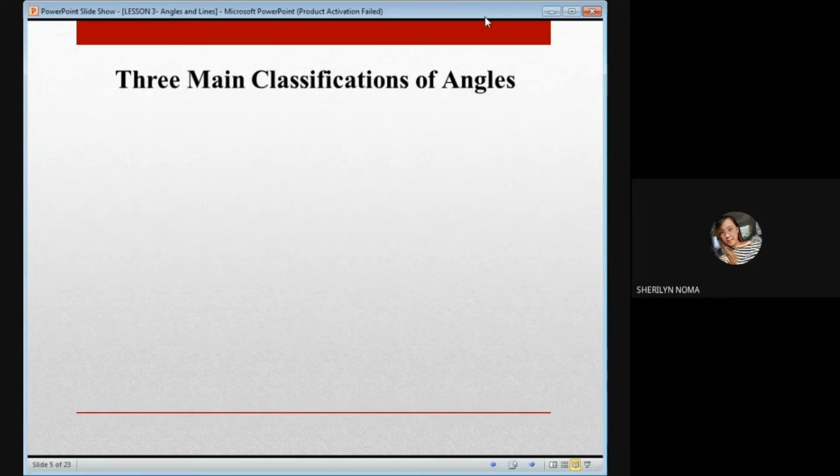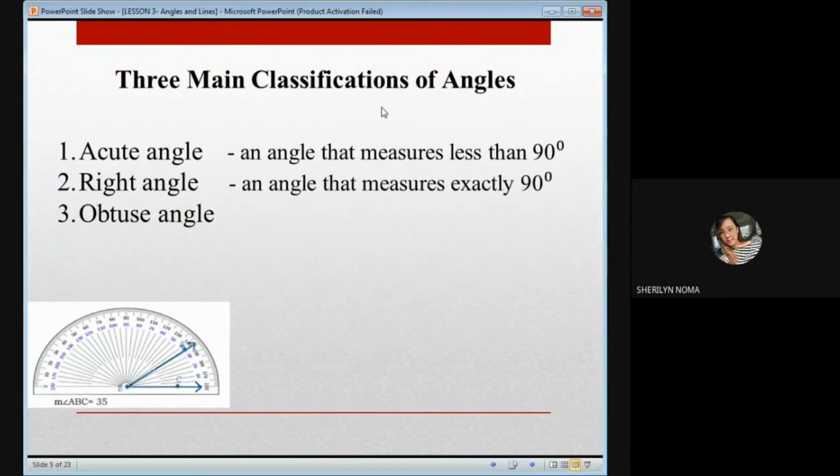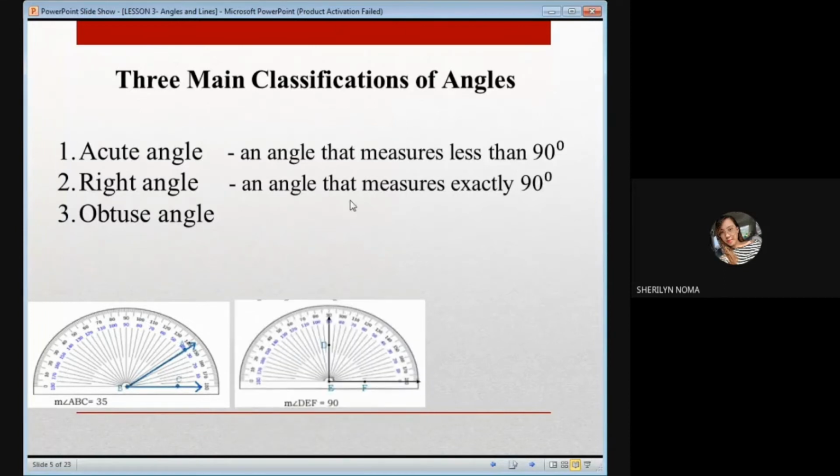We have three main classifications of angles: the acute angle, right angle, then obtuse angle. The acute angle is an angle that measures less than 90 degrees. Yung 90 degrees po kasi yung kalagitnaan ng protractor. Dapat mas mababa siya sa 90 degrees. A right angle measures exactly 90 degrees. Meaning to say, nasa center siya. If this is the protractor, ito po yung angle natin.